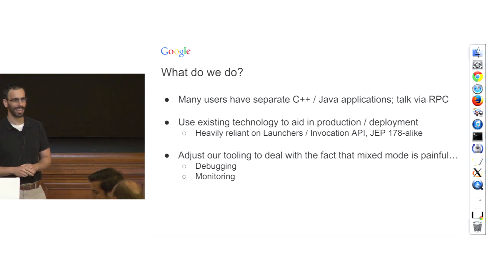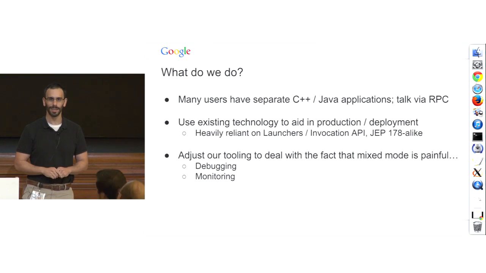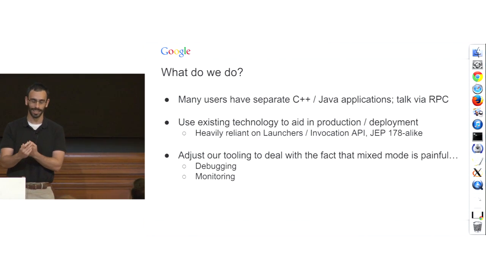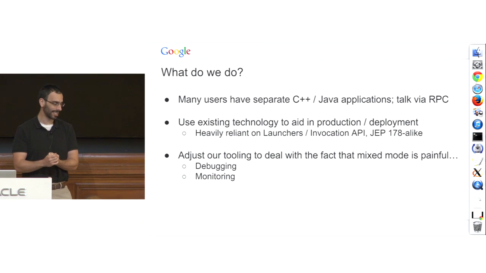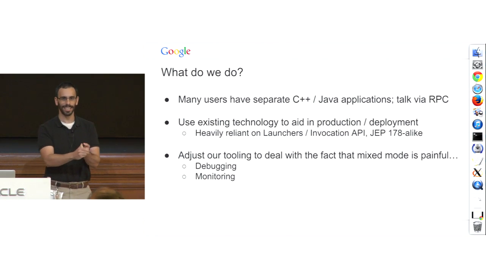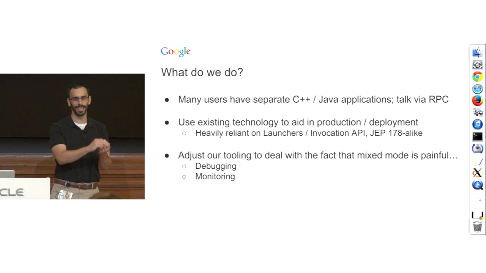But we are heavily reliant on launchers. We wrote our own launcher. It turns out that a lot of the pain of deployment and a lot of the pain of JNI go away, and I can talk about this later, if you just compile all your JNI into a static blob and put that in the main executable.